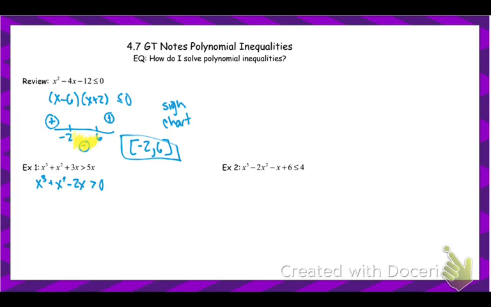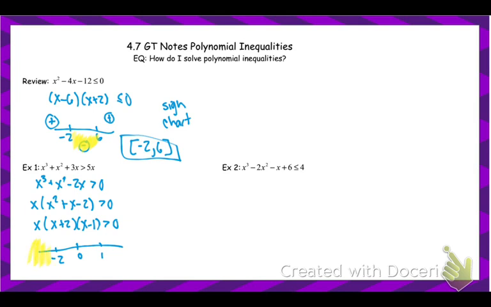In this case, I can take out a GCF. Then I can factor that remaining polynomial. So that's going to be x plus 2, x minus 1. And now I can find my zeros. So my zeros are 0, -2, and 1. And now we fill in our sign chart. So again, I can pick test points.